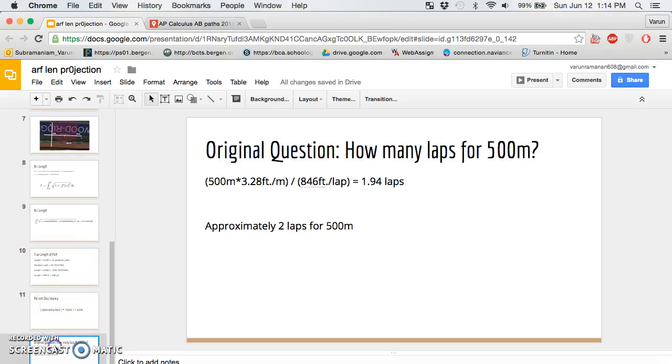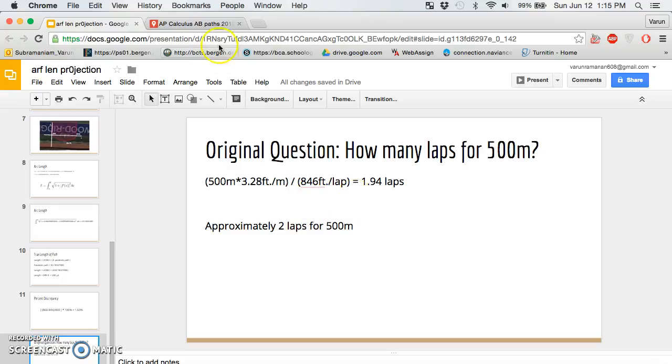And so back to our second question, how many laps would I have to do to run 500 meters? So using some handy dandy dimensional analysis, converting meters to feet and the amount of feet in one lap, we get 1.94 laps. So I'll have to run approximately 2 laps for 500 meters.